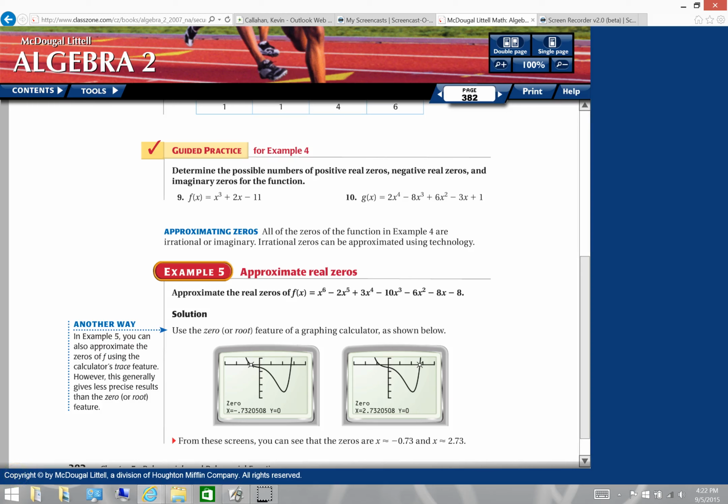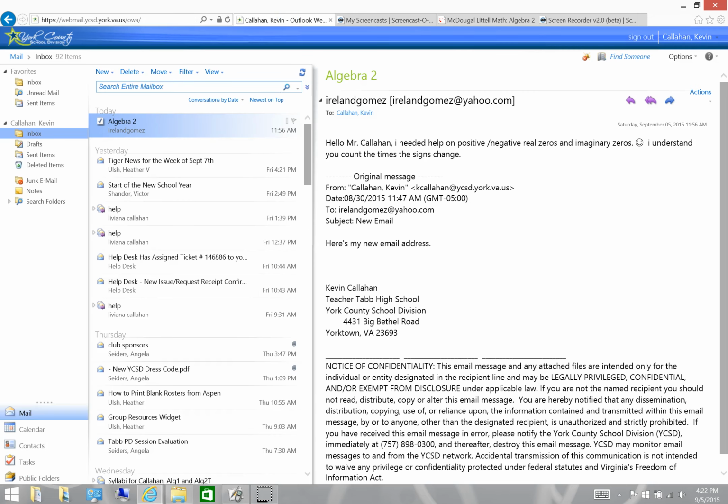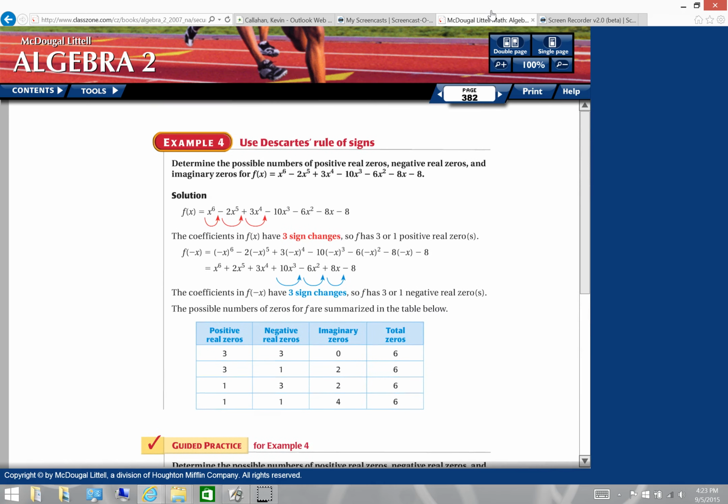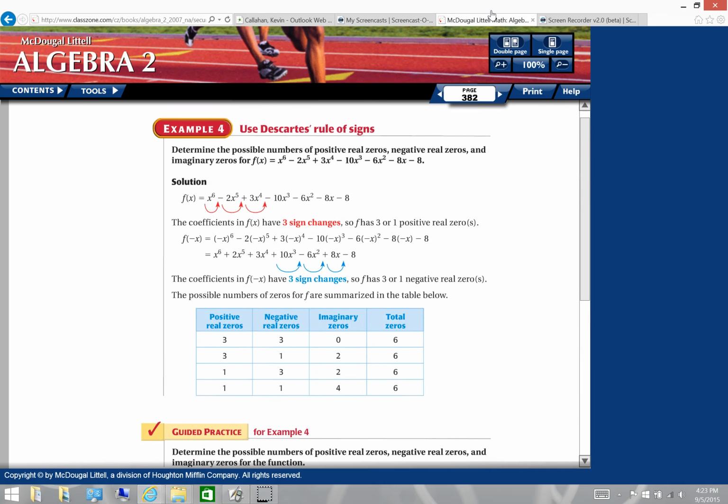So, Ireland, you asked me a question. Let's see if I still have it on my screen here. You asked about positive and negative real zeros and imaginary zeros, and you understand you count the times the signs change. This is kind of a big topic, and it could be that we have to go back further than this, but I'm going to do what I can, specifically related to that topic. And if I see it tomorrow and you need something more, you can tell me.